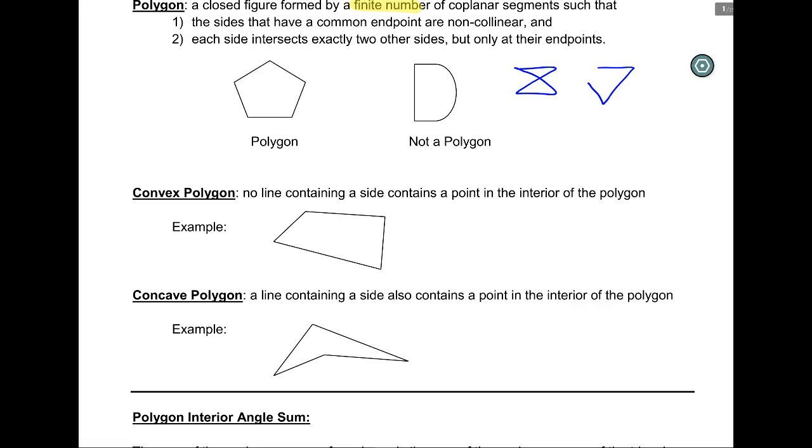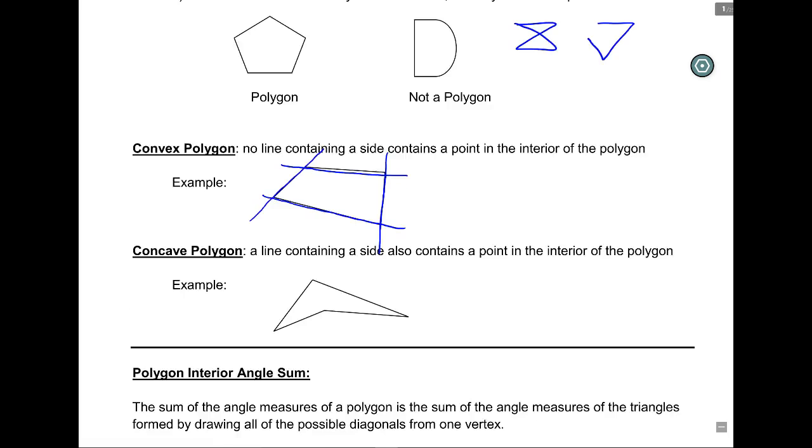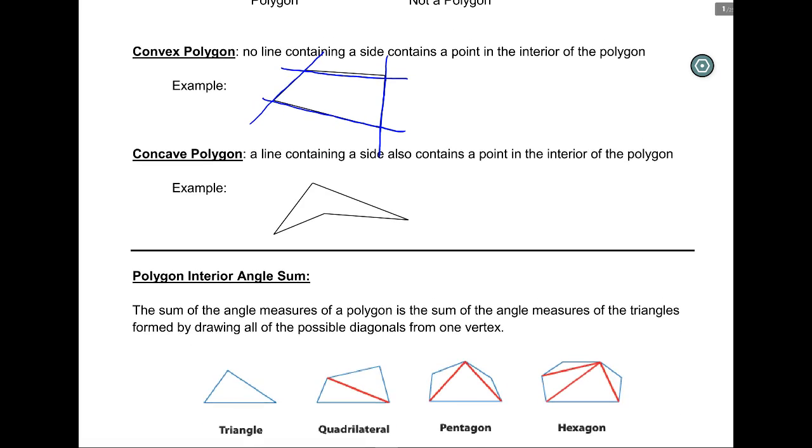So convex versus concave. Convex says no line containing a side contains a point in the interior of the polygon. So in other words, imagine if you extend each of these sides, right? The actual sides don't go through the polygon. So that's how we know it's convex. Concave, however, if we look at the sides and extend them, see how that side cuts through the polygon. This side goes through the polygon. So that's how we know it's concave versus convex.